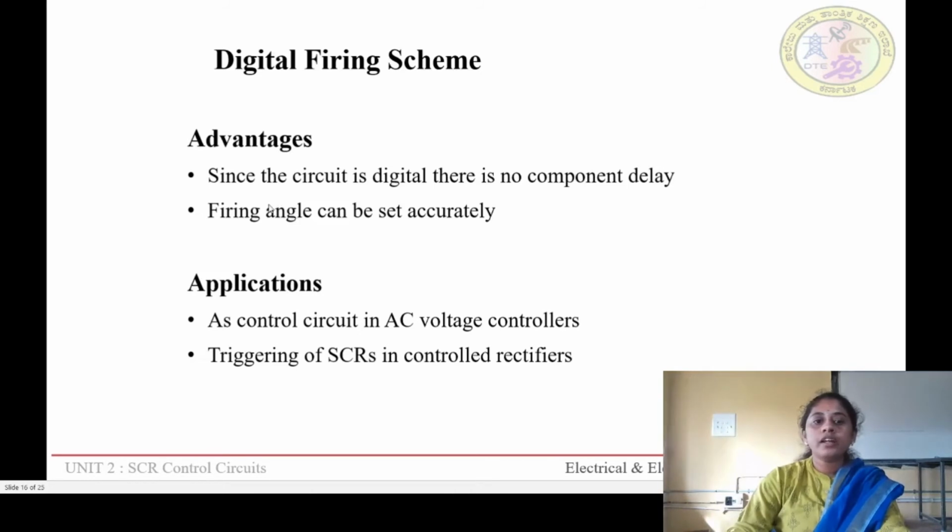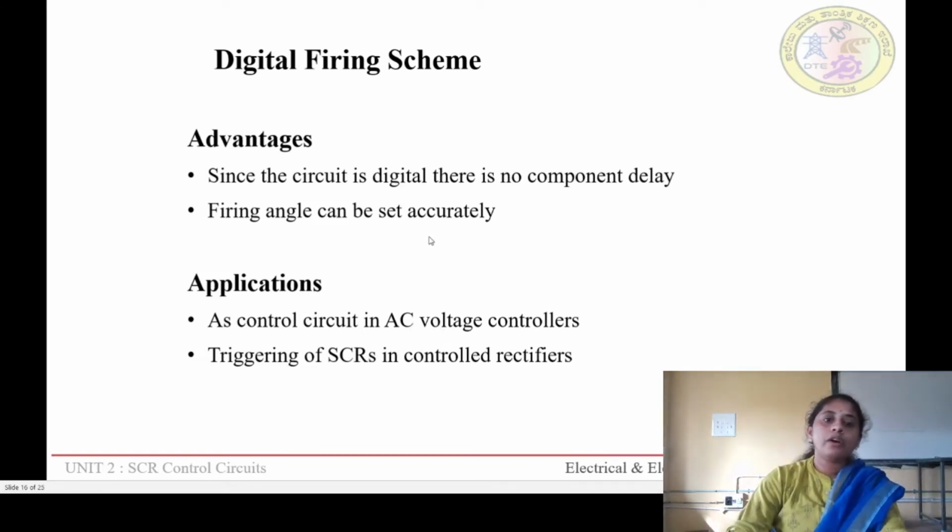And also here the firing angle can be set accurately, and throughout 0 to 360 degrees at any moment of time you can trigger the SCR. Then the applications of digital firing scheme include: it can be used as control circuit in AC voltage regulators. Also it can be used as triggering circuits in controlled rectifiers. So these are the advantages and applications.